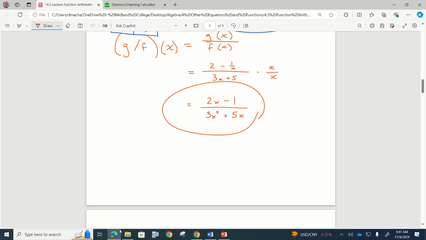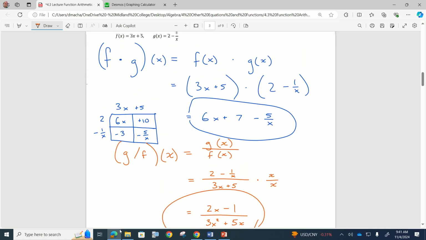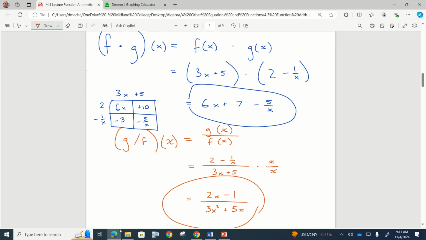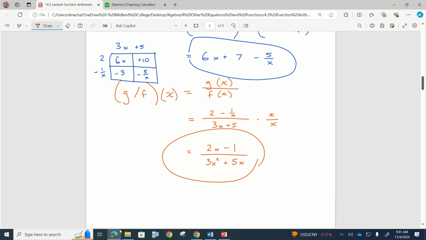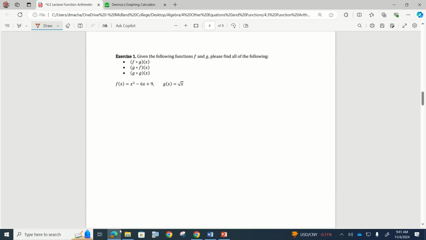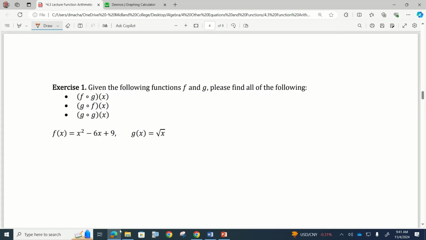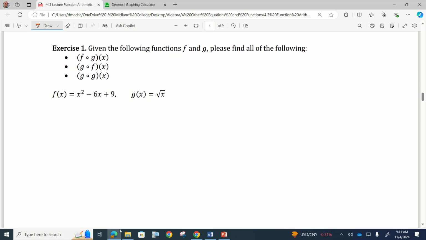Okay, so you just plug in your functions, you simplify, and that's how you add, subtract, multiply, divide. The next thing on our list today is function composition.